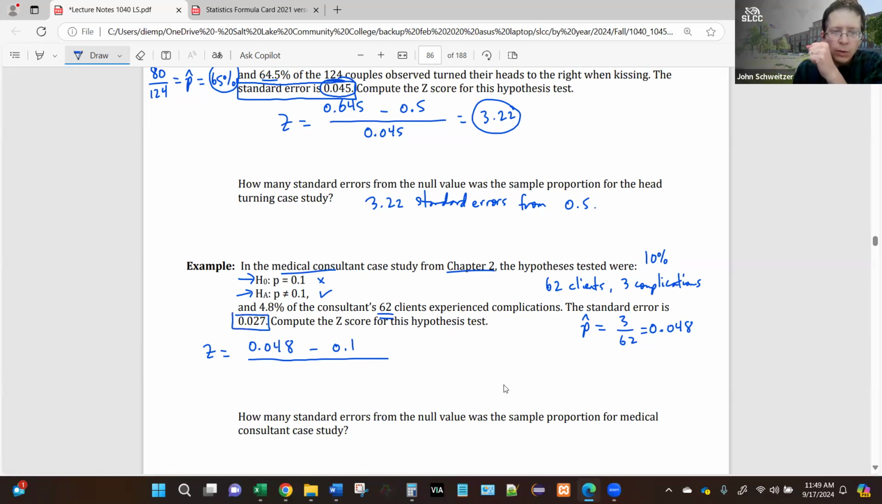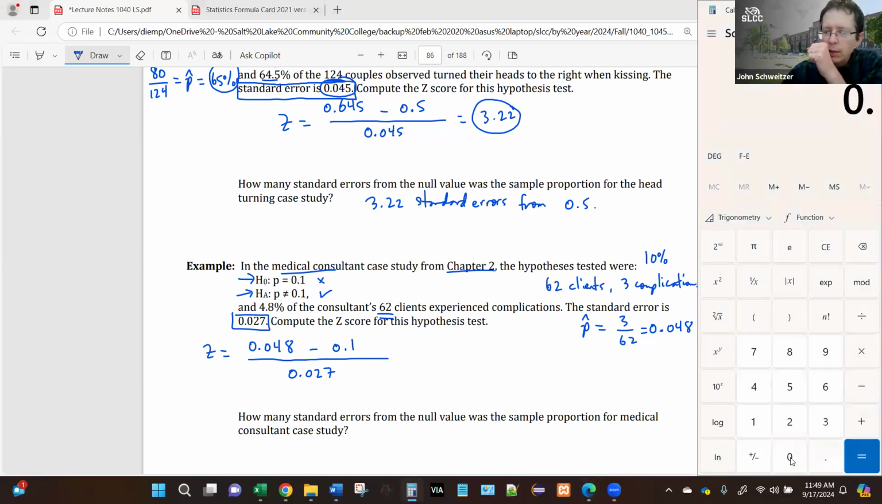Okay, and later I'm going to show you the formula for that, but I think it's better if I just tell you what the standard error is here, and then later we'll study the formula. So we calculate that z-score: 0.048 minus 0.1, divided by 0.027, giving us a z-score of about negative 1.93.